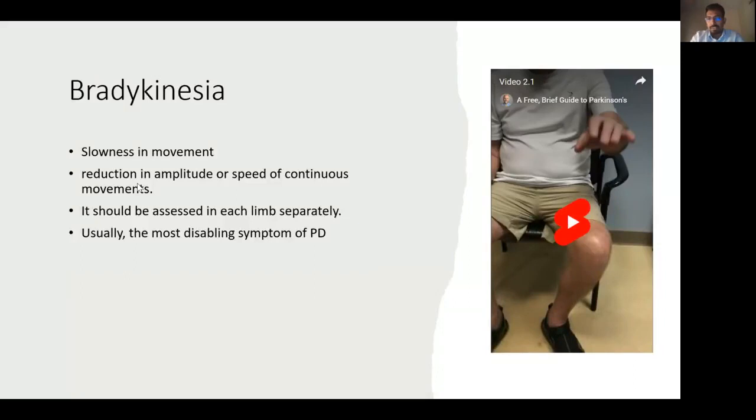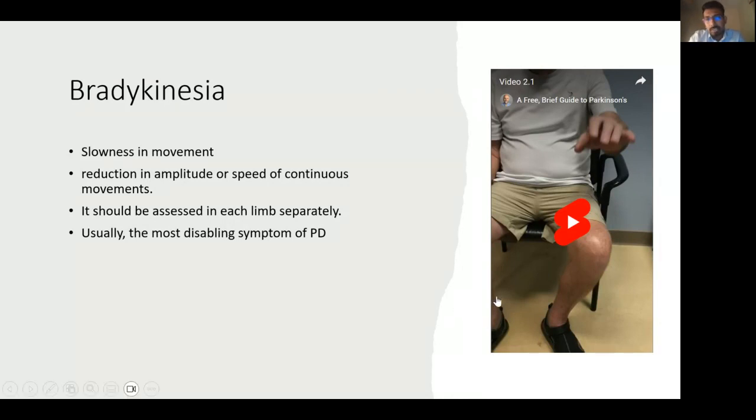Bradykinesia, as we have mentioned, is the most important feature of Parkinsonism, and most of the motor features of Parkinsonism can actually be explained by bradykinesia, not all definitely. Brady means slow, kinesia means movement, so slowness in movement. We need to keep in mind that it's not just all about the speed. Speed is definitely important, but amplitude is also reduced here.